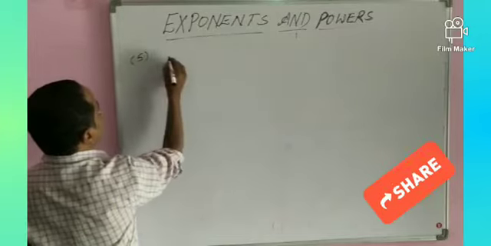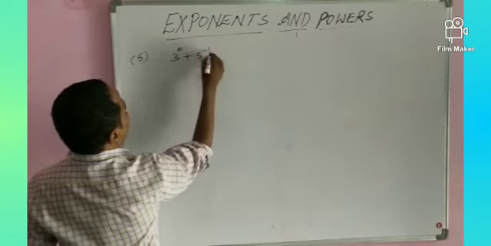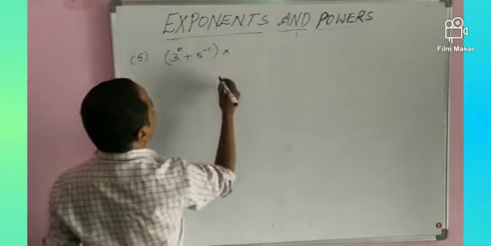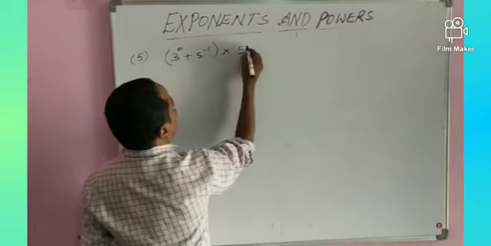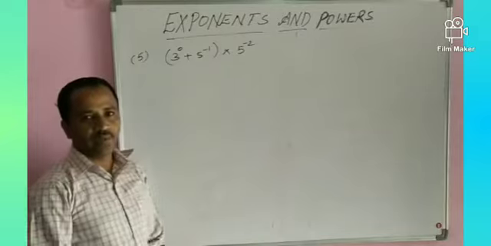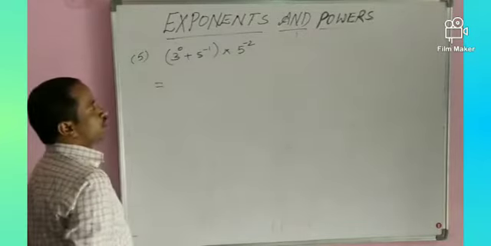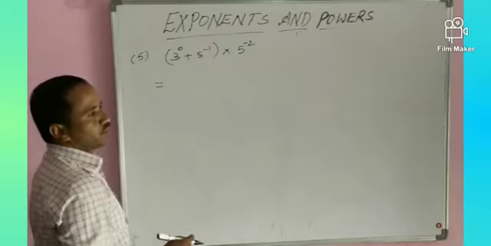5th one. 3 power 0 plus 5 power 1 into 5 power minus 2. Very important. Then, my dear students, 3 power 0.